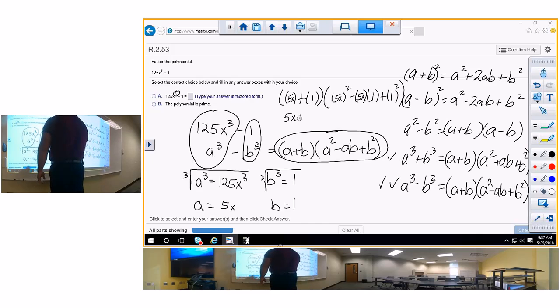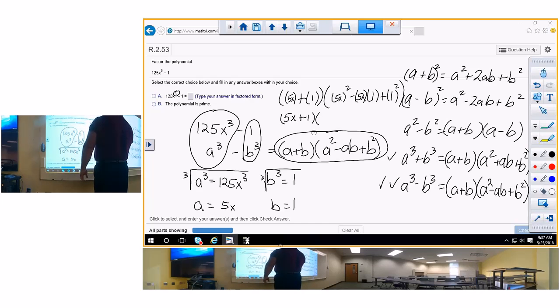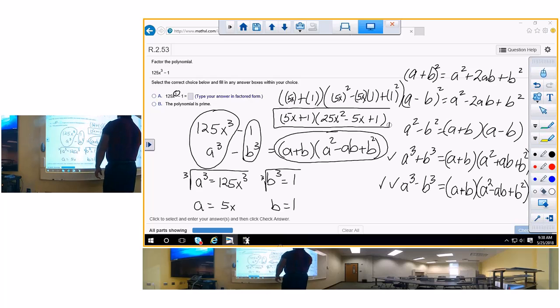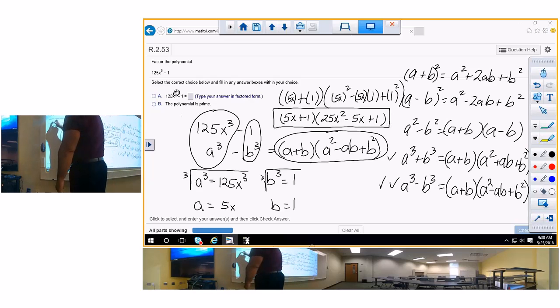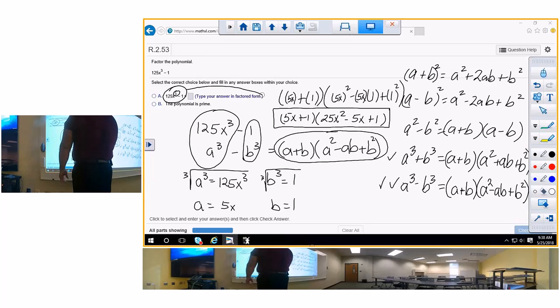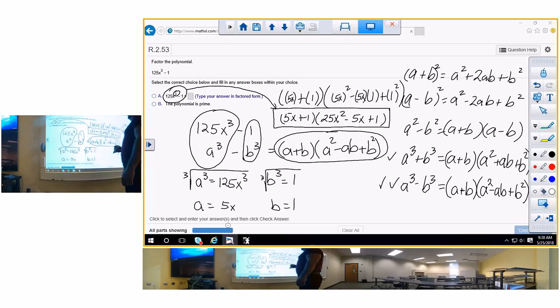5x minus 1 times 25x squared. Don't forget the 5 is squared also, along with x squared. That's where students make the biggest mistake. Plus 5x plus 1. And that is how you factor this polynomial into two polynomials. That's how you do it.